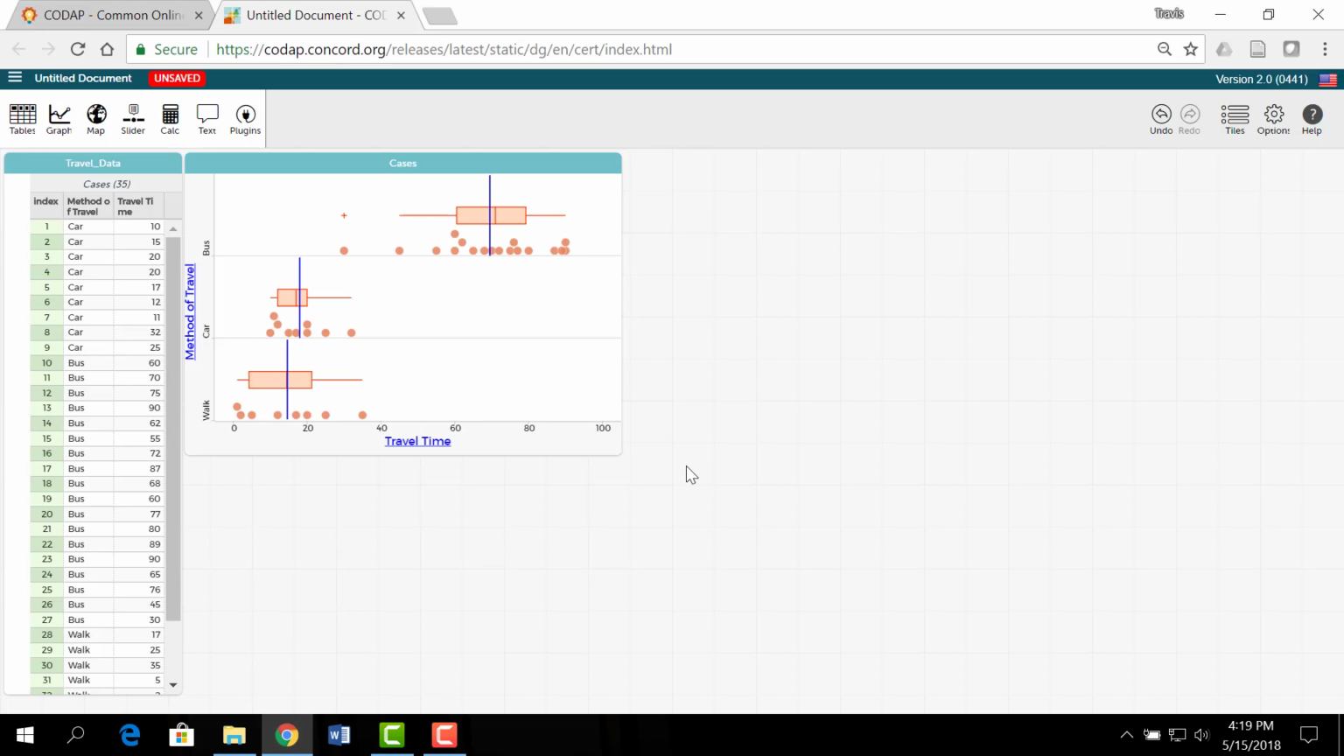If I look at a comparison between the walkers and the car drivers, I can see that they're relatively close to one another. Our measures of center, in terms of the mean, are only about 4 minutes different. If we look at our medians, we got 17 and 14, so again, that's about 3 minutes different. Our boxes from our box plots are heavily overlapping, so those seem pretty similar. If we look at the spread, the car riders have the smallest spread, walkers have a little larger spread than the car drivers, and the bus riders have the largest spread.